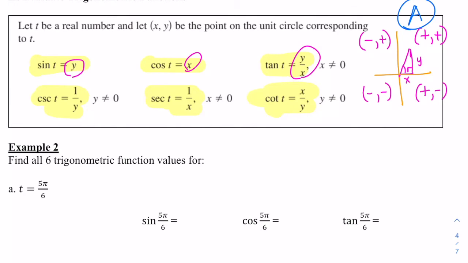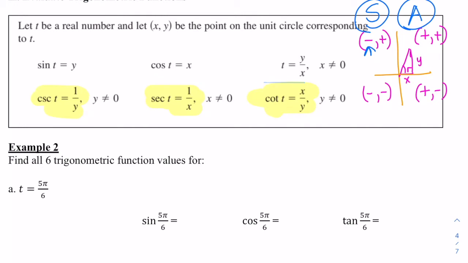If the angle lies in the second quadrant, the ones that will be negative, anything that has an x will become negative, right? Because that's the negative coordinate. So we know that cosine will be negative and tangent will be negative. So the only one that will be left is sine and cosecant. So we put sine here in the second quadrant.